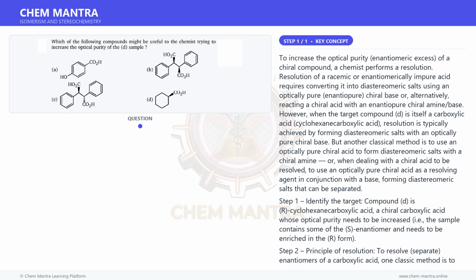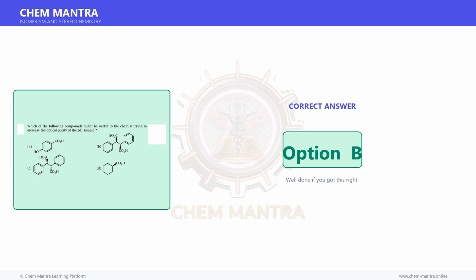Step 4. Conclusion. Only option B, the enantiomerically pure, non-meso, chiral diacid, is capable of acting as a resolving agent to increase the optical purity of the D sample. Option A is achiral and cannot differentiate enantiomers. Option C is the meso compound and is achiral. Therefore, the correct answer is option B.